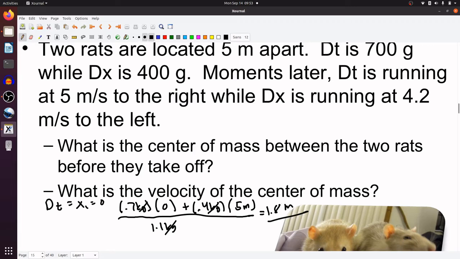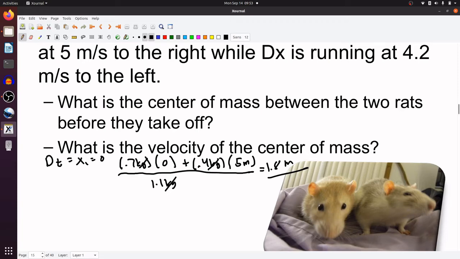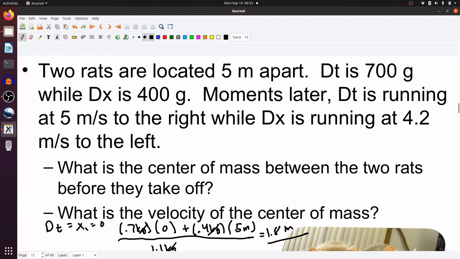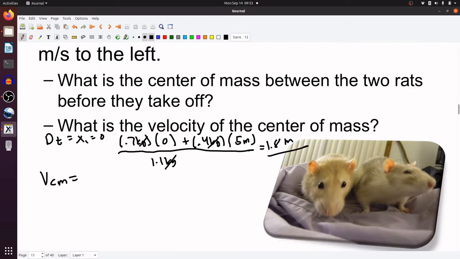So that makes sense. Then for the velocity of the center of mass, it's a rather easy problem. I see that dt is 0.7 kilograms and moving at 5 meters a second to the right. So I'm going to take 0.7 kilograms and a positive 5 since it's going to the right, plus dx, which is 0.4. Dx is moving at 4.2 to the left, so I make that negative.